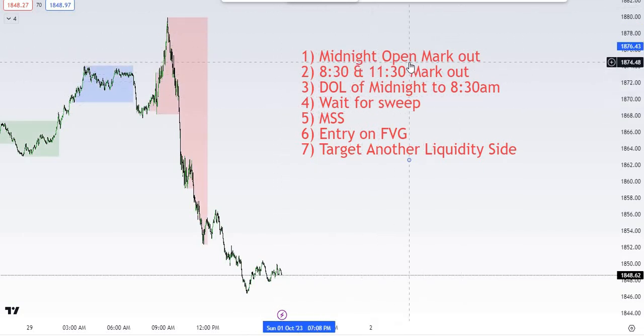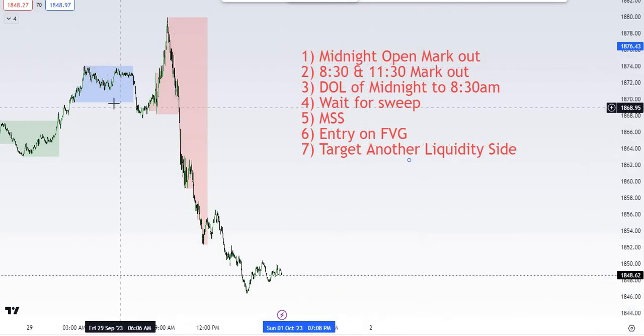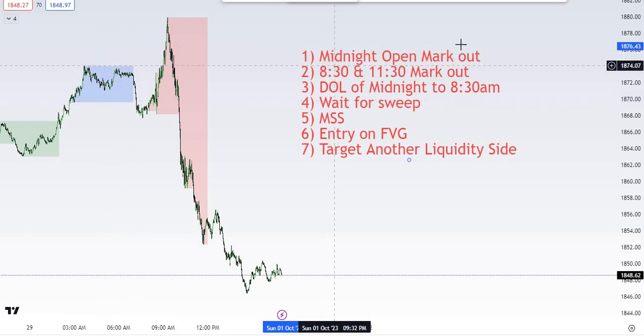Midnight open, mark out. I will explain, so don't be in a hurry. This is a very short video and you will learn an extremely valuable thing. Your time frame should be UTC -4. This is New York time. We have to mark out the midnight open, meaning when the price opens at midnight, and then we have to mark out 8:30 a.m. and 11:30 a.m. New York local time.